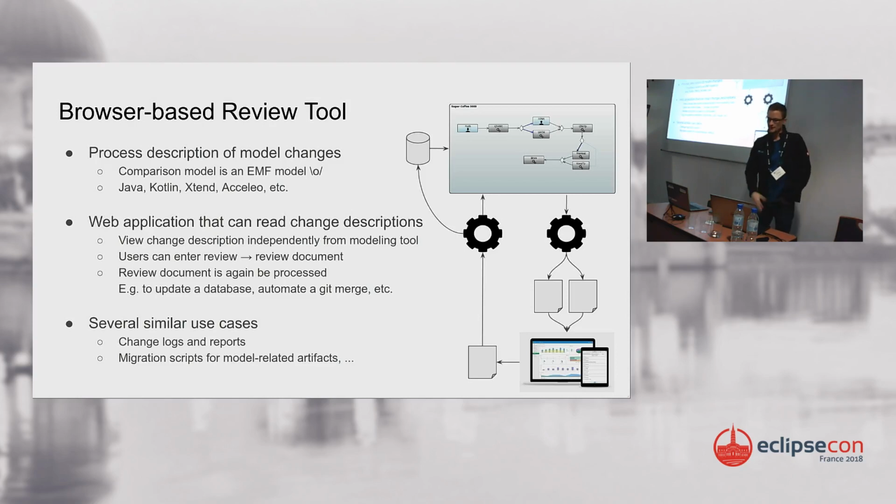Of course, there are several similar use cases where you can exploit the information from the comparison model and, for instance, generate change logs, reports, and migration scripts for model-related artifacts. It is very easy to do that, since the comparison model itself is an EMF model, so you can use any JVM-based language like Java, Kotlin, or whatever, and even generate things out of it very easily based on Xtext and Sirius, for instance.